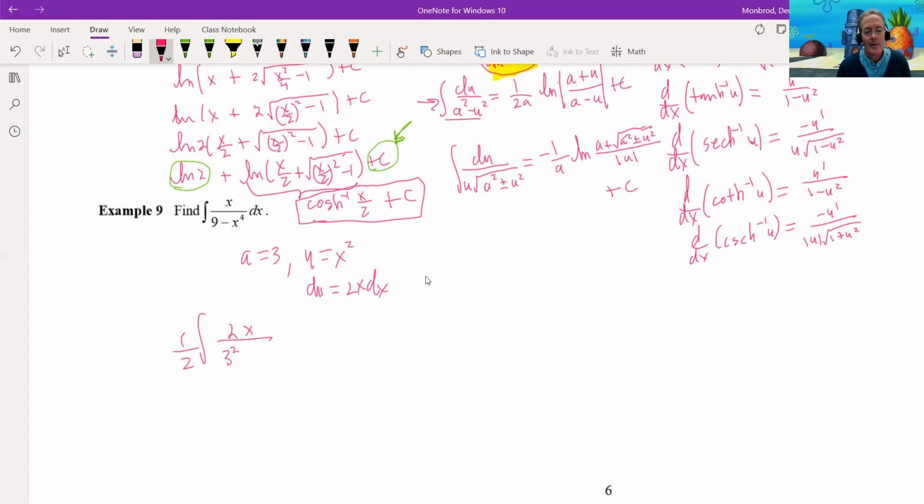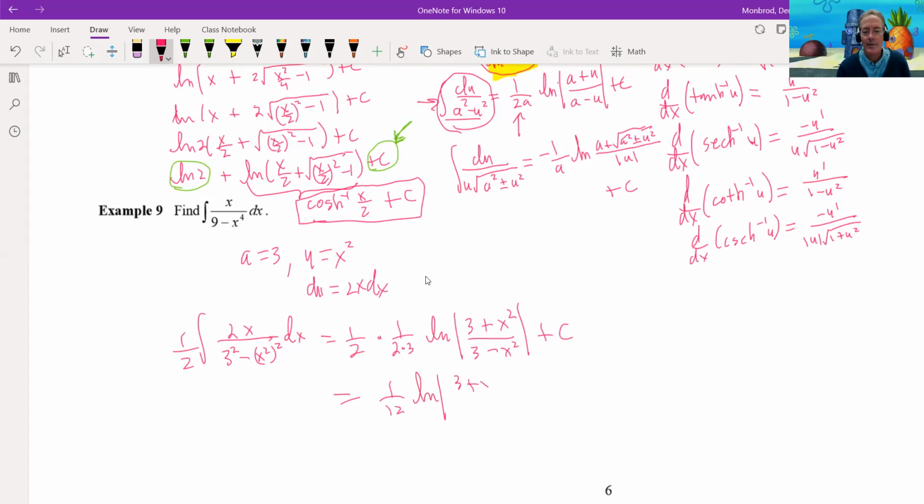And if you want, you could say that's 3 squared minus x squared dx. And this way it resembles this form right here exactly. We have our du, and we have our u squared, and we have an a squared. So we know it's going to be a half times 1 over 2 times 3, because our a is a 3. I'm using this formula right here now. Natural log of the a plus the u, which is an x squared, and the a minus the u, like so, plus your constant. And then we just do a little cleanup here. This is 1 over 12. And just leave everything the way it is.